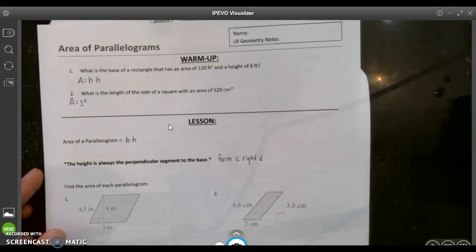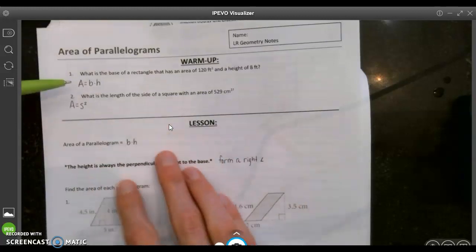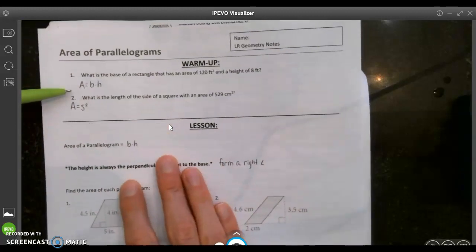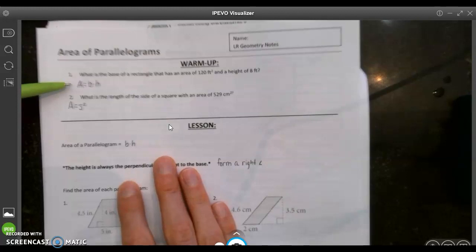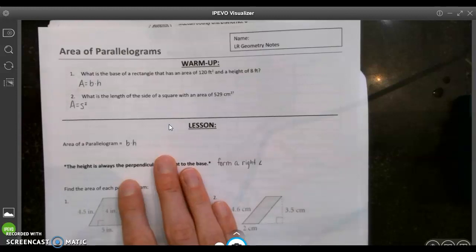Okay, this is going to be our lesson on area of parallelograms. We are going to do 2 warm-up problems because you will have one in your homework that's similar to number 1. So it will be a parallelogram problem, but you'll do the exact same thing, and you'll see why once we do the formula for a parallelogram.